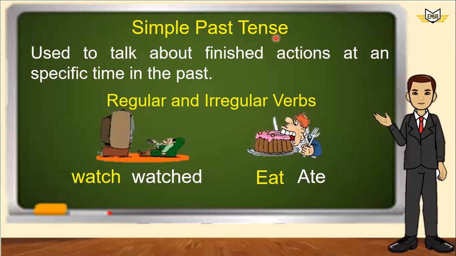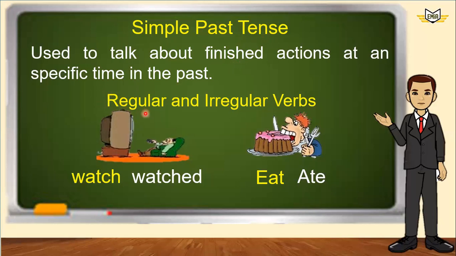When we talk about the simple past tense, we refer to actions that happened at a specific time in the past. That means that the action started in the past and finished in the past.